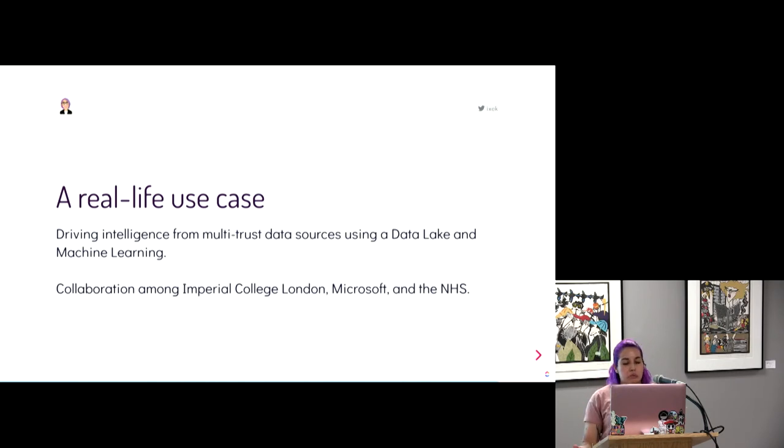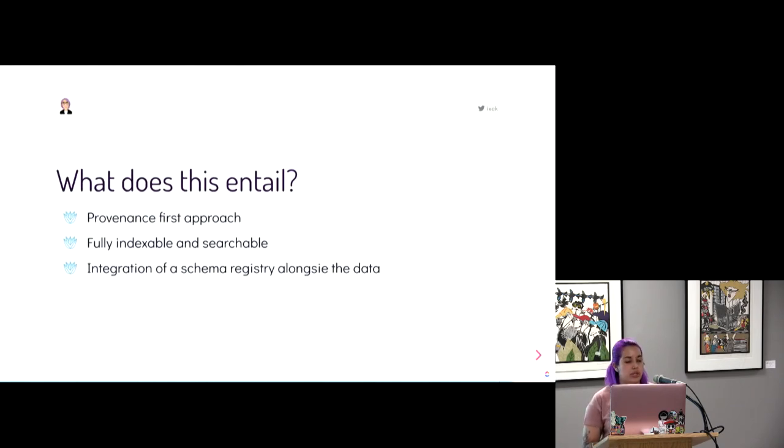At the moment, I was expecting to have the preprint out, but I'm working on a real life use case. I'm working on a joint project with Imperial College London, Microsoft, and the NHS. For those that are not in the UK, the NHS is about the equivalent of the NIH. It's our public health service. The aim of this is building a data lake that has multi-trust data sources, that is fully indexable, and that actually has a first line approach in provenance and data lineage.